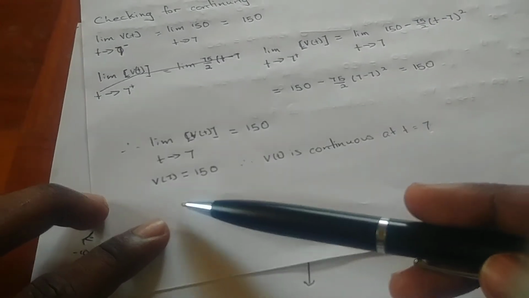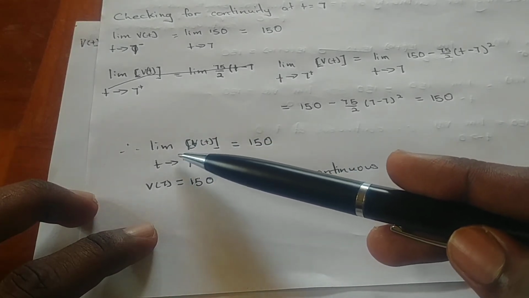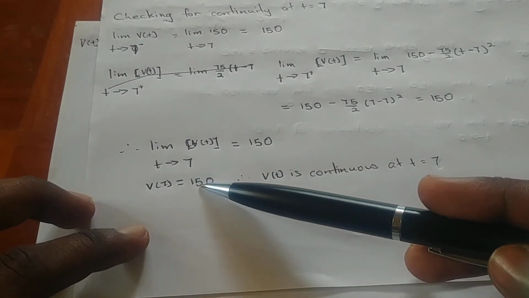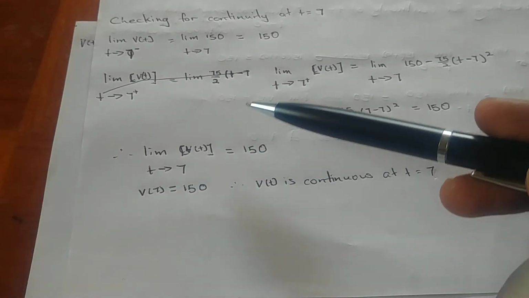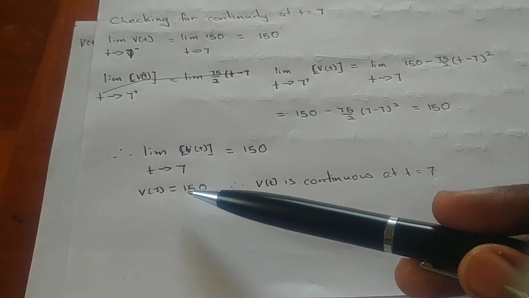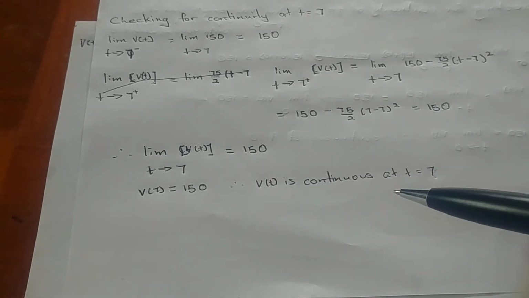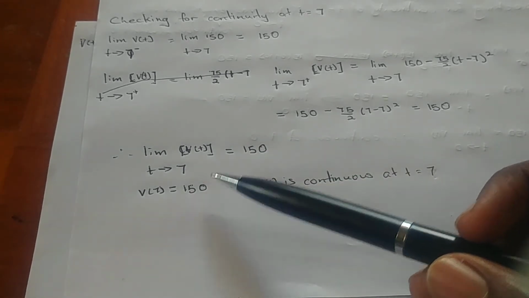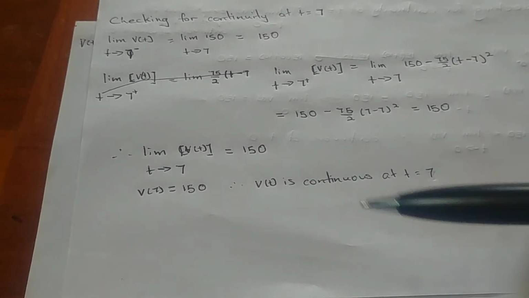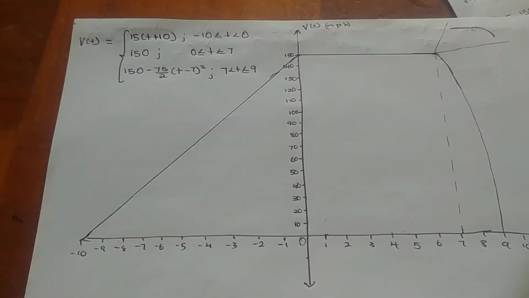Now we need to check v of 7 as well. So that's the limit of v of t as t approaches 7. That's 150. So we need to check v of 7 as well. V of 7, since 7 is included in the second part of the piecewise function, that's 150. So v of 7 is 150. So since v of 7 is the same as the limit, we can say it's continuous at t is equal to 7. It's that simple.